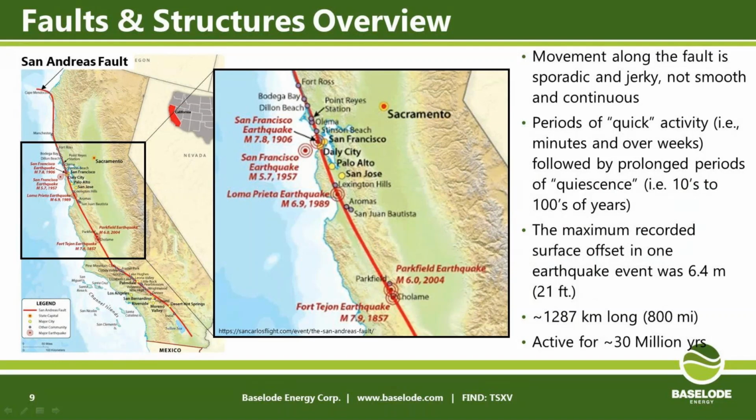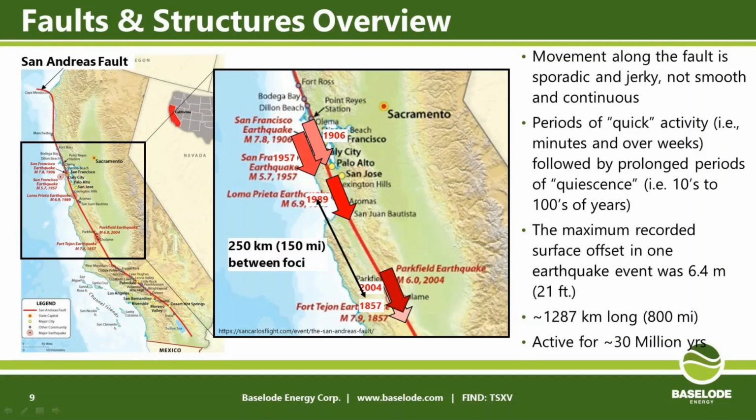Consider the movement along the San Andreas Fault over the past 150 years, as indicated by the earthquake foci. In 1857, down in the south here. Then in 1906, San Francisco area, which was very destructive. 1957 was west of San Francisco. 1989, the year my Oakland Athletics won the World Series. And in 2004, we're back down to where we started in 1857.